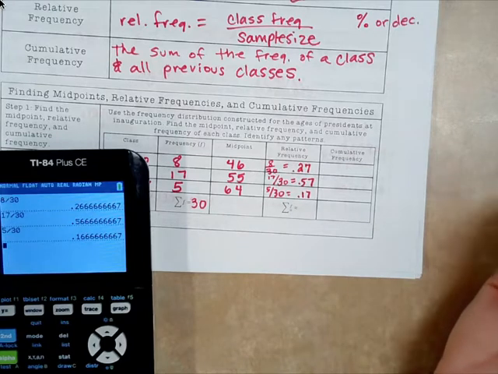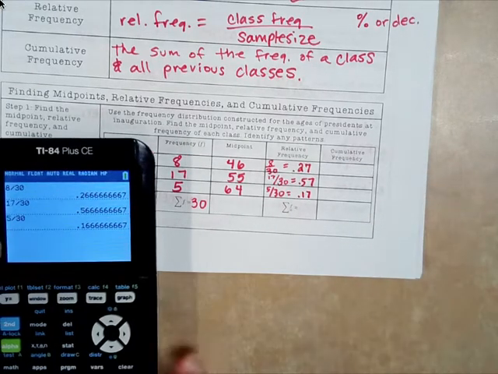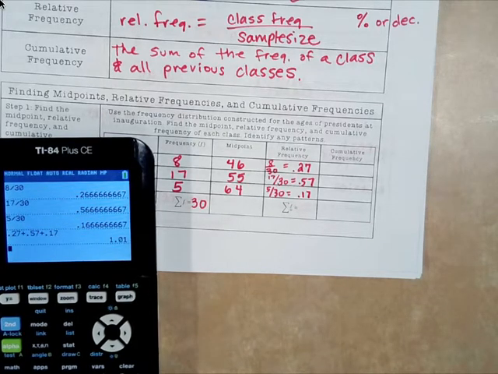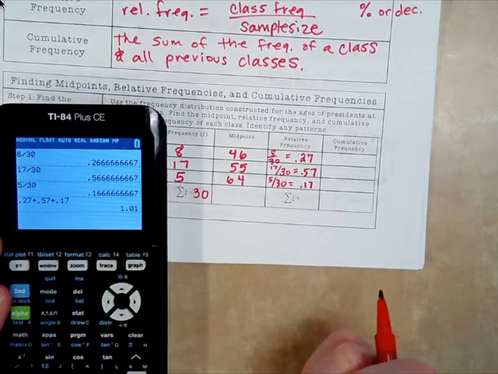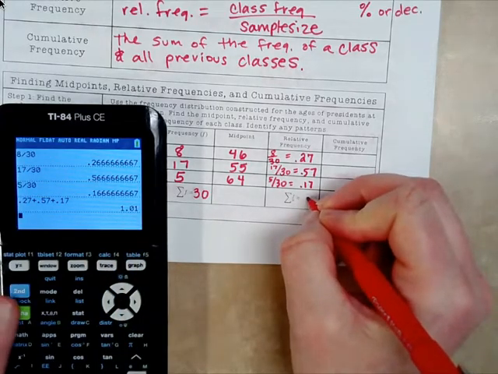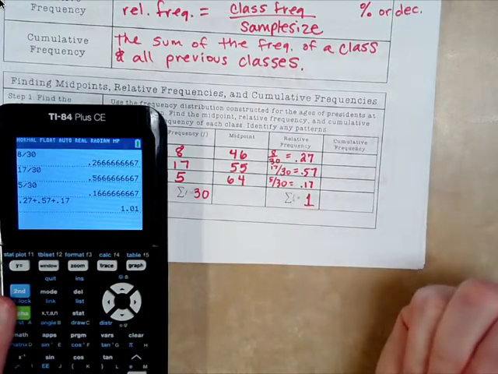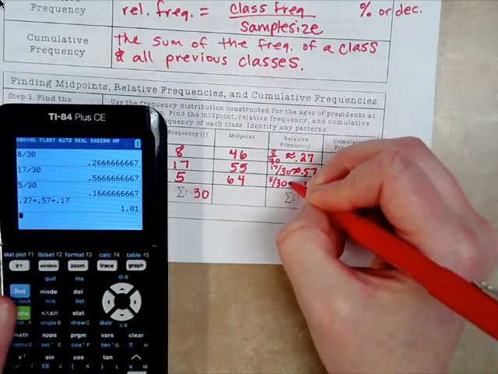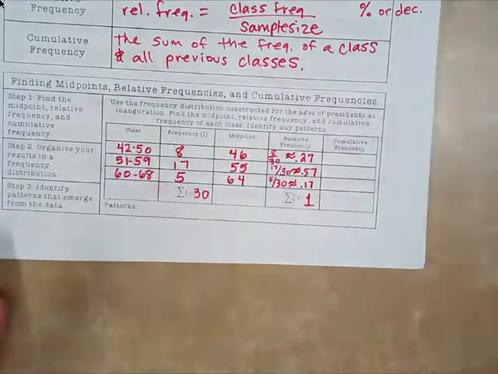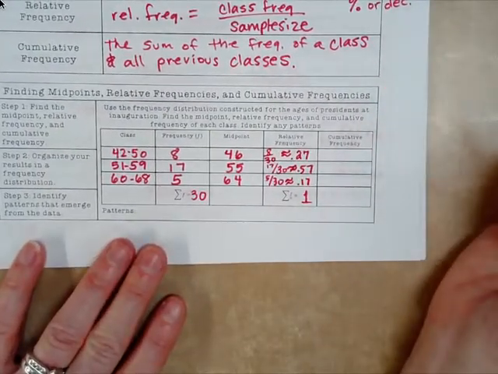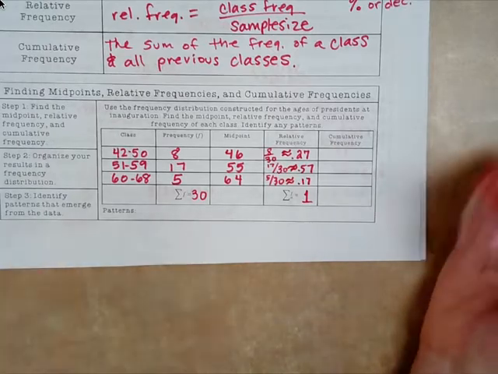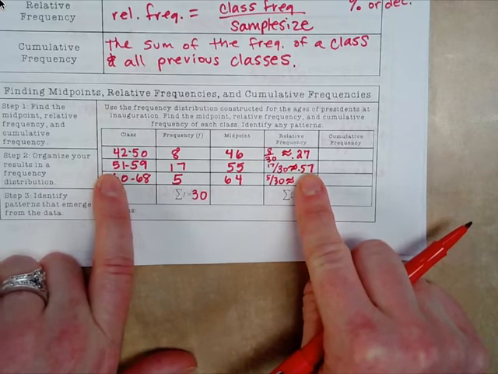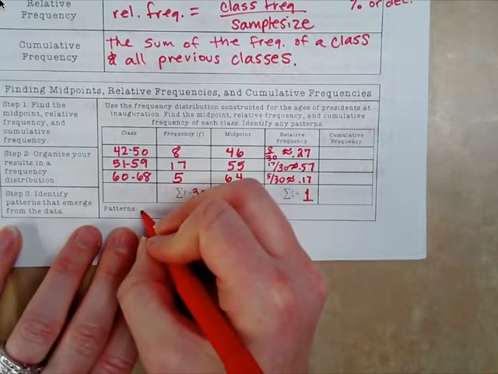0.17. And together, what should they add up to equal? A whole, or 1. And the reason it's 0.01 off is because we rounded. But we are going to put 1, which is going to be 100%. I guess I should put little squigglies to show that that's not exact. There we go. So that's our relative frequency. We're comparing it to the rest of them. So the largest portion would be the 51 to 59. So under patterns, that's what we can put.